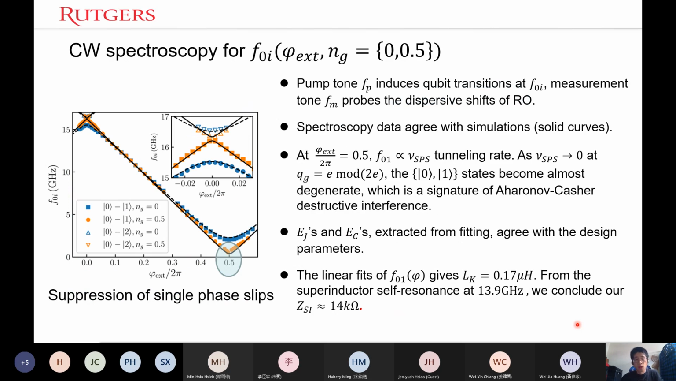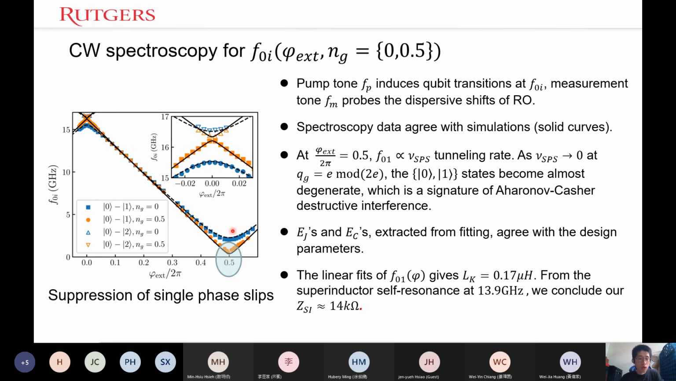So this is the main result of this work. The energy level spectrum of the qubit was studied in two-tone measurements, where the pump tone FP induced the F01 transition. There we also have the 02 transition in this picture. And the measurement tone FM probes the dispersive shift of the readout resonator, just like the typical dispersive shift readout. The spectroscopy data agrees well with the dark curve simulations.